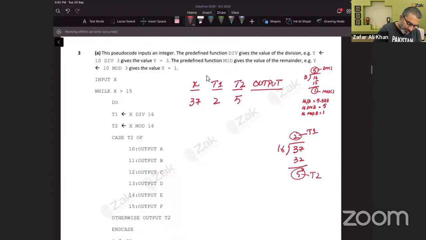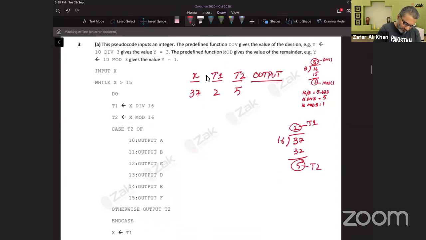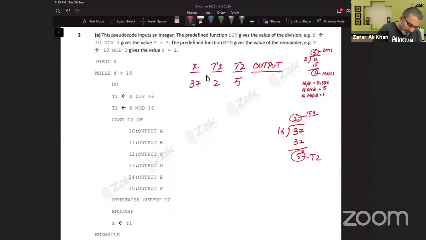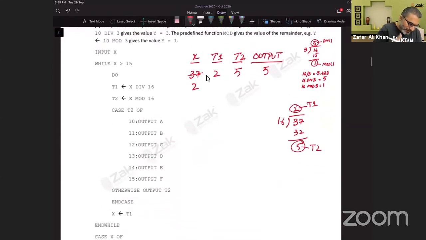So now case T2 of, T2 is 5. So T2 is neither 10, nor 11, nor 12, nor 13, nor 14, nor 15. So otherwise output T2. So output will be 5. End case. X is equal to T1. So now X is no more 37. It has become 2. And while sends you back to while.